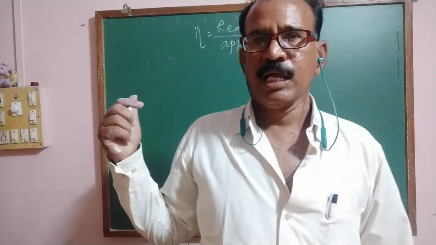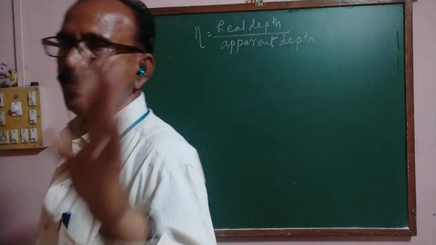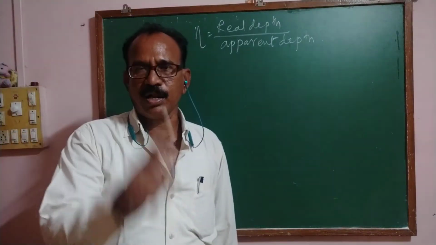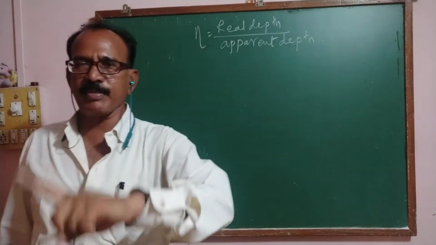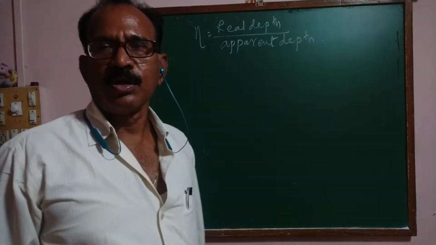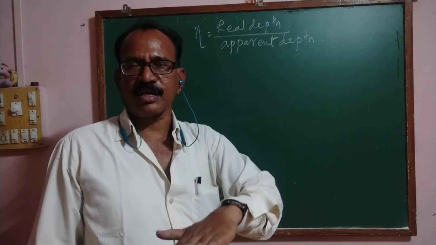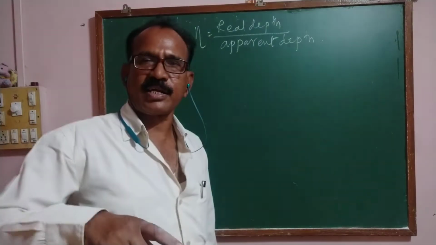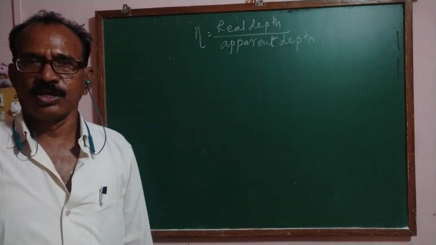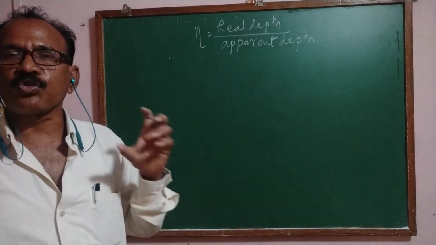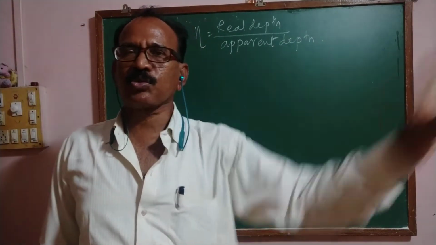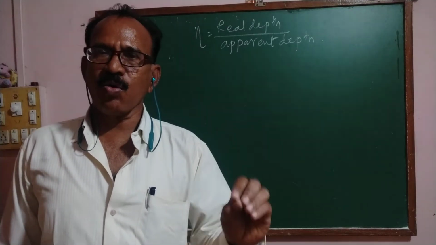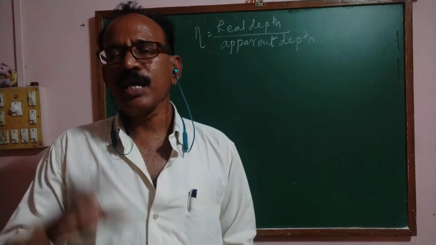How this formula comes, that formula, real depth upon apparent depth, we'll see in the next period. But remember that here, when the light travels from one medium to another medium, velocity and wavelength change, frequency remains constant. When light travels from rarer to denser, its velocity and wavelength decrease. And when light travels from denser to rarer, its velocity and wavelength increase. So using these formulas, we are able to find out how one medium is denser with respect to another medium.